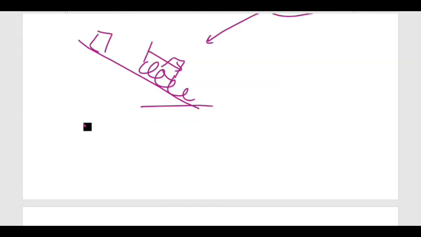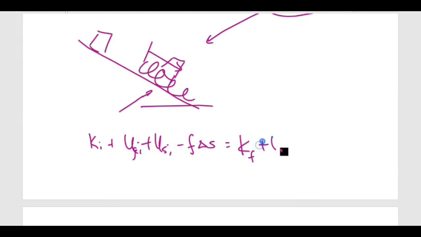And so we could look at that, and we would set it up, so K initial, which is now down here, plus U initial G, plus US initial, minus friction times the displacement going back up the ramp, is equal to K final plus UG final plus US final. So if the mass attaches to the spring, that's still going to be 0. Since this is my initial right here, and my final is when it is now extended, we're going to make that 0.